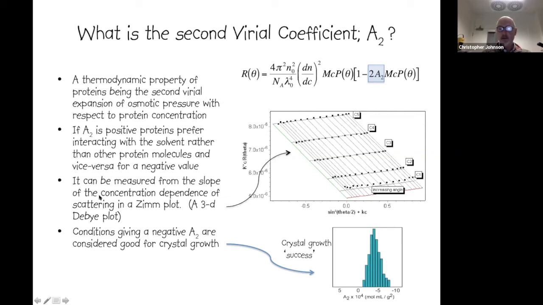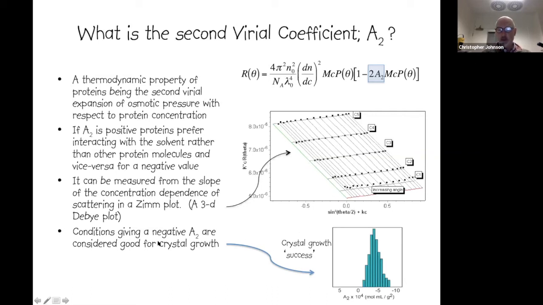What we need to do is to measure the concentration dependence of scattering in a Zimm plot. And a Zimm plot is essentially a three-dimensional Debye plot where we have run a series of concentrations of our particle of interest, plotted them out in 3D form. And then the slope here is equal to the second virial coefficient.